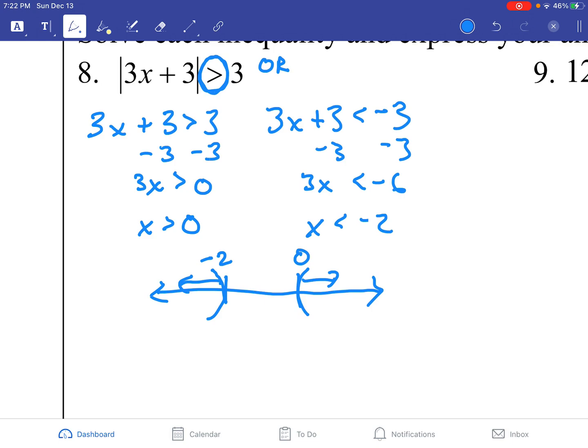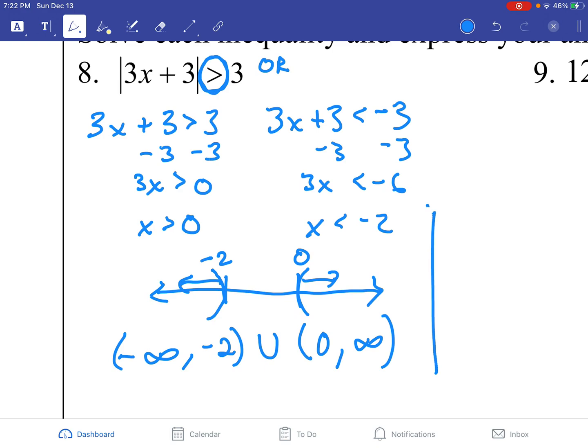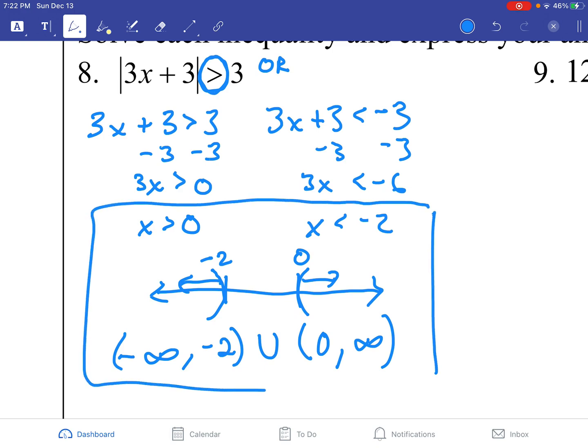And the last piece that we want to do is the interval notation. So since our negative 2 is going to the left towards negative infinity, that's where we're going to start our interval notation, going towards negative 2. And we have our break with our union symbol, starting up at 0 with a parenthesis again, going towards positive infinity. So when we're doing these problems, we want to have these three things: the answers, the number line, and the interval notation.